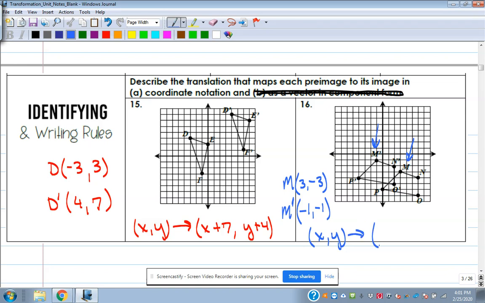All right, so how did we get from 3 to -1? Subtract 4, good. And then from -3 to -1, adding 2. And you can check that rule with one of your other points. If you check it with N, which is at 6, -4, 6 minus 4 would be 2. N prime is at 2. And then -4 plus 2 is -2. That's at -2. So yeah, N prime works as well. So checking that rule that you're writing, okay?